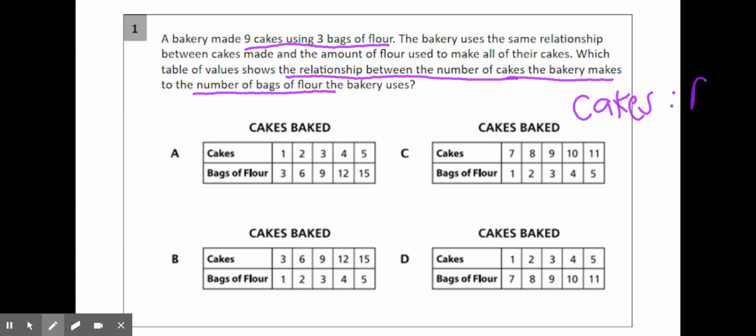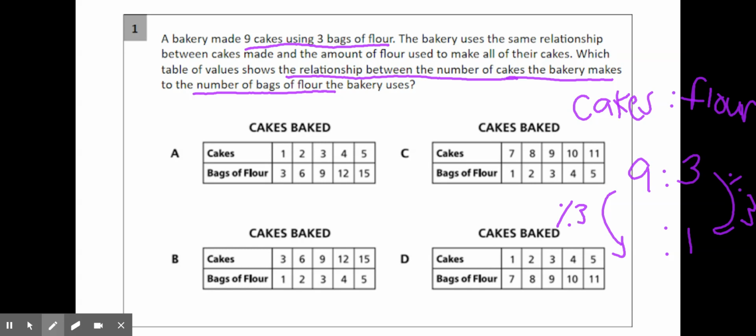to flour. And that ratio is essentially 9 to 3. If you want to simplify that and know how many cakes we can make with 1 bag of flour, we just divide both sides by 3. And they're both divisible by 3, so this will make it easy. So we have 3 to 1.